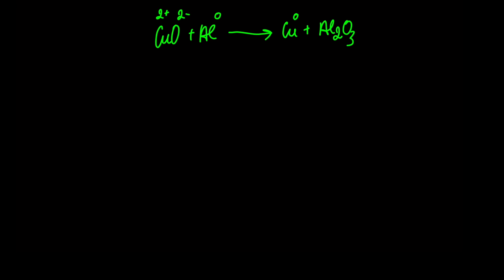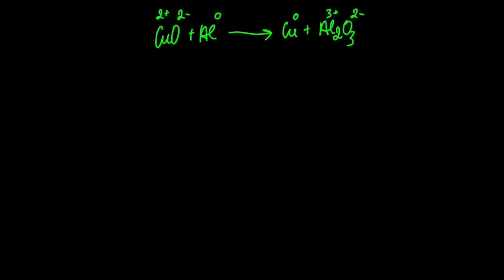On to the next example, where copper 2 oxide reacts with aluminum and produces pure copper and aluminum oxide. Let's write the oxidation states of each element. Copper in copper 2 oxide is 2 plus and oxygen is 2 minus. Because aluminum is a pure element, its oxidation state is 0. Also, same goes for copper. Aluminum in aluminum oxide is 3 plus and oxygen is 2 minus.